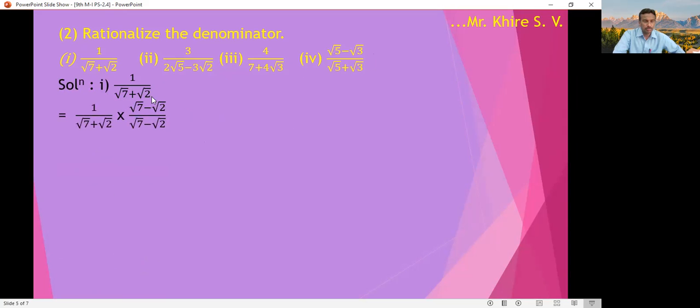Root 7 plus root 2. The conjugate pair for this is root 7 minus root 2. If there is a plus, the conjugate pair has a minus. If here it is minus, the conjugate pair of it is plus. Multiply both numerator and denominator by the conjugate pair of the denominator.